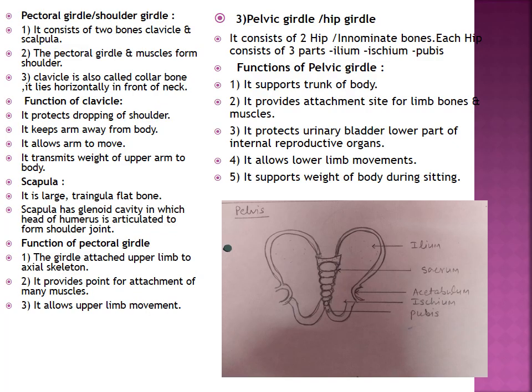So the thoracic cage functions for the protection of internal organs like the heart, lungs and aorta. Then two girdles: the pectoral girdle or shoulder girdle and the pelvic girdle or hip girdle. They are mainly for limb movements. The pectoral girdle helps in all hand movements, and the pelvic girdle helps in lower limb movements. The bones attached to the pectoral girdle are mainly the clavicle and scapula, and for the pelvic girdle they are mainly the hip bones and femur.